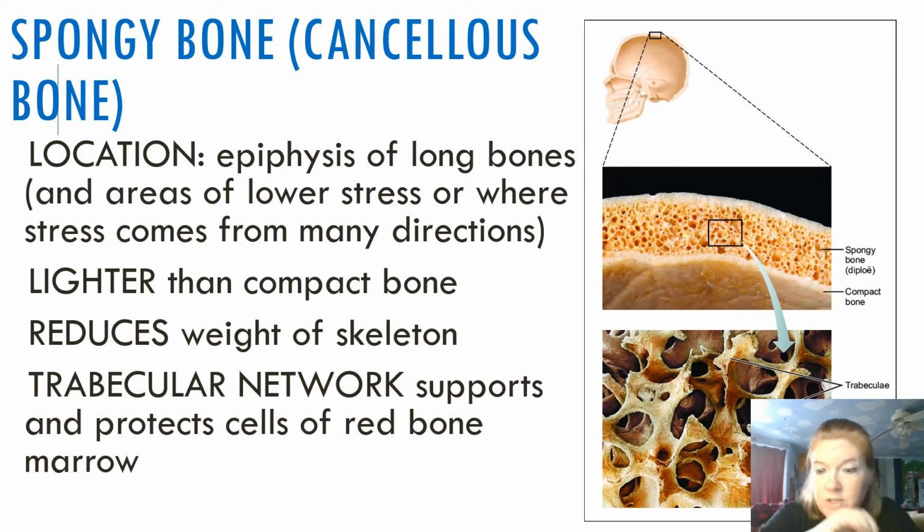And inside those little holes and grooves is red marrow. So that trabecular network supports and protects the cells of the red bone marrow. Why? Because they're important for hematopoiesis. We need to replace our blood cells. So they need a special network to protect.